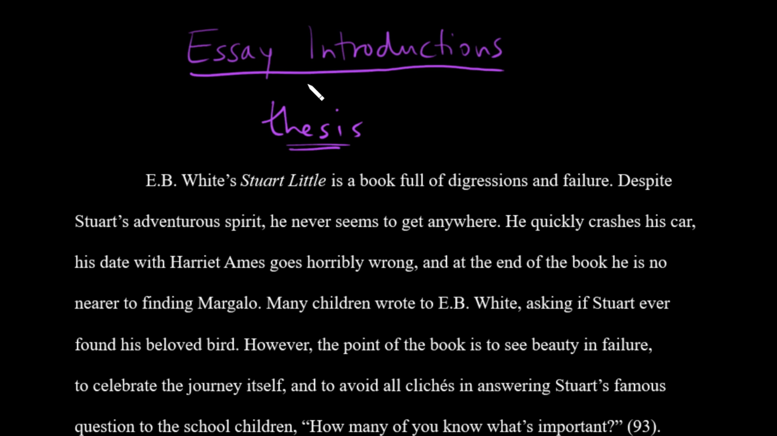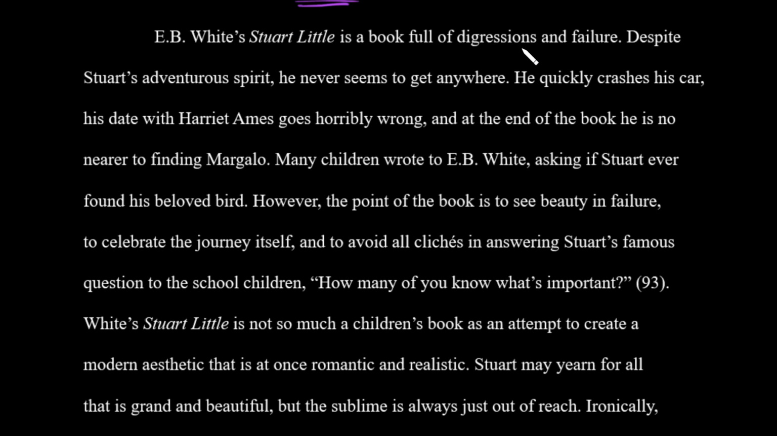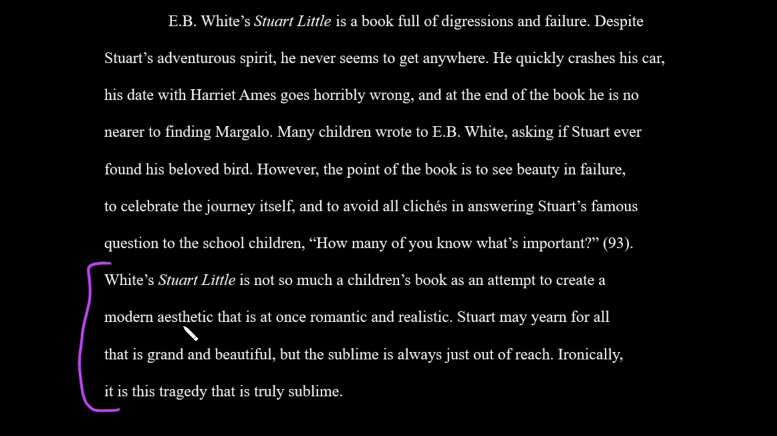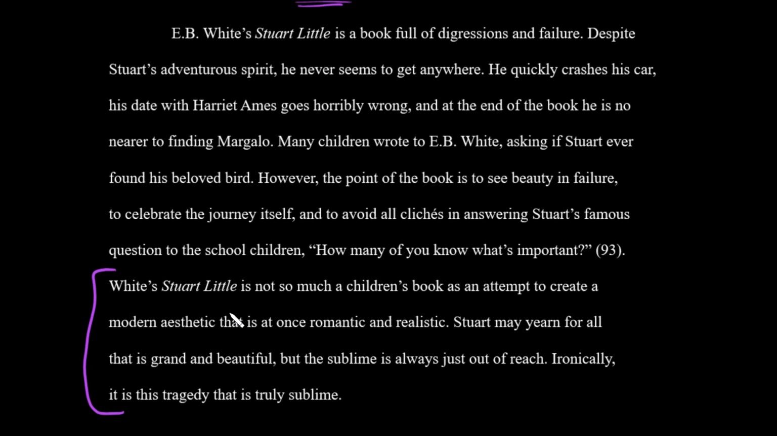And then if we think about this thesis, the thesis is going to be typically the final bit of your intro. In this case, we have 3 sentences together that form the thesis, and that's quite all right. You don't have to squeeze everything into one sentence. So think about this thesis, and then try to make sure that everything before it builds up to that.